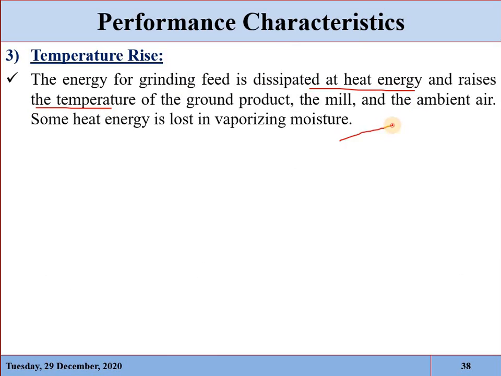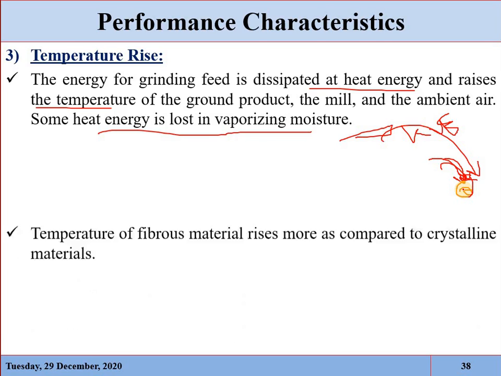Suppose we have hammers. The hammer will have some kinetic energy. That kinetic energy will be applied to the product on hitting it. Some impact force will be applied on it, and as a result the product will be disintegrated and the temperature will be raised. Inside the environment the temperature will be raised, so heat energy will sometimes be lost in vaporizing the moisture. If there is some moisture content in the product and the temperature is raised during disintegration, the moisture content will be evaporated.